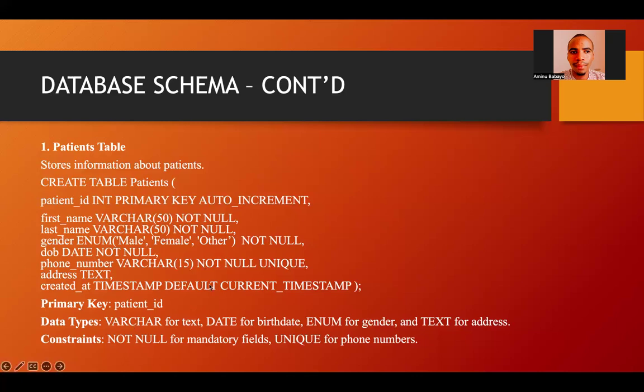So in this table, we have a primary key of patient ID, and the data types are variable character for text, date for date of birth, enum for gender, and text for address. And the constraints here are not null for mandatory fields and unique for phone numbers.